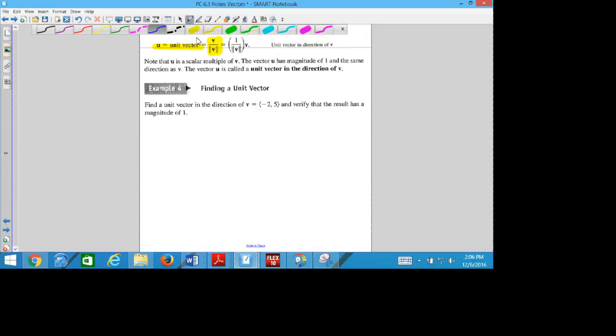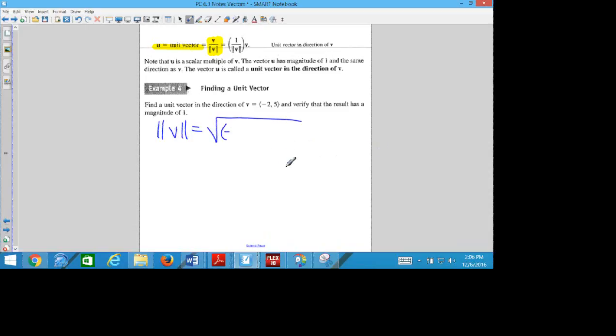So here they told us the vector in component form is negative 2, 5. And we have to find the unit vector and then verify that that has a magnitude of 1. So 2 things. How do you find the unit vector? We take the vector in component form and divide by the magnitude. So what do I need to find? The magnitude. How do I find the magnitude when it is in component form? Square root negative 2 squared plus 5 squared. So we got our magnitude.